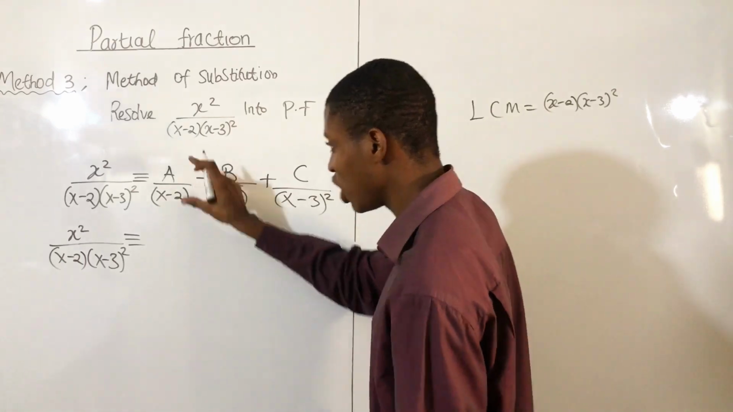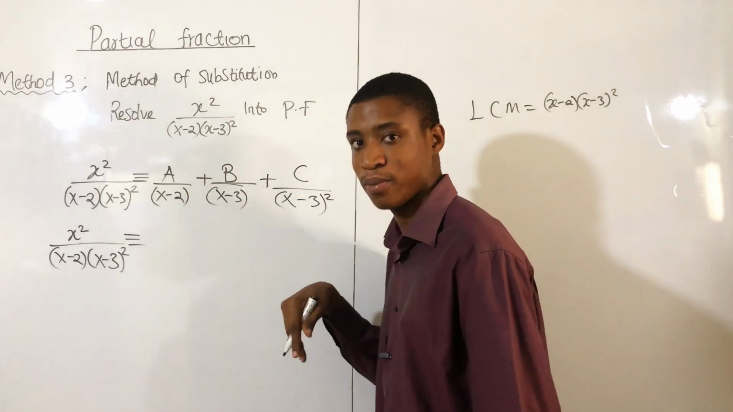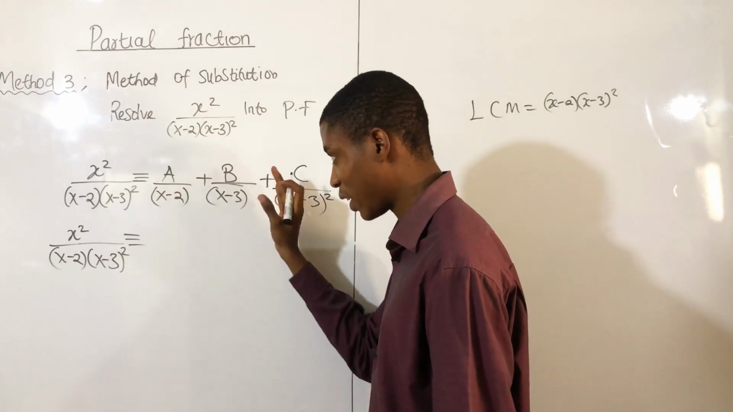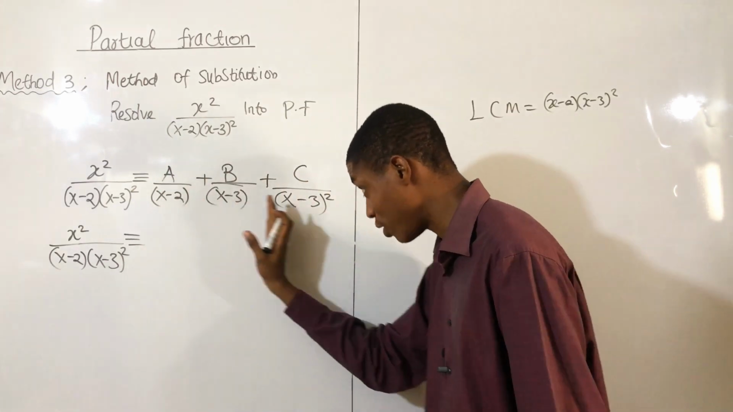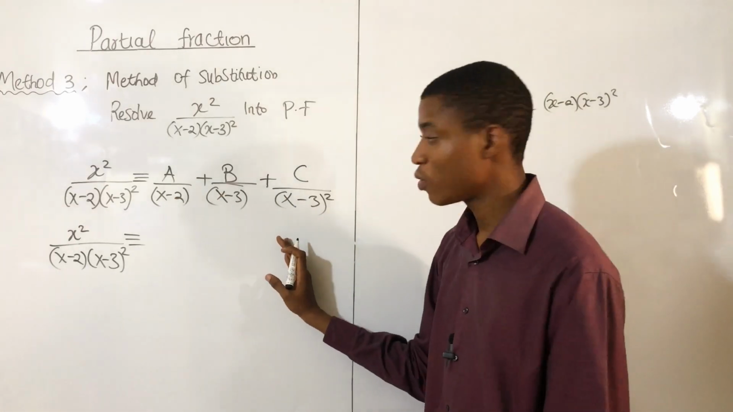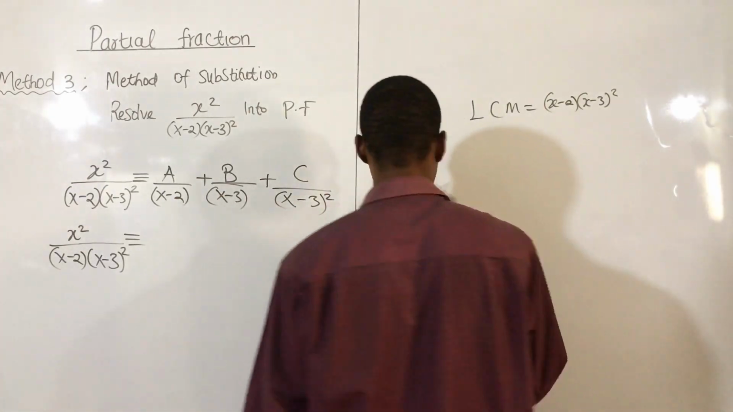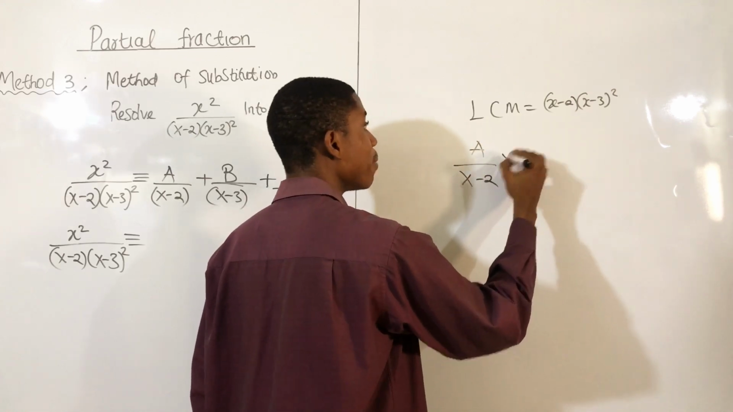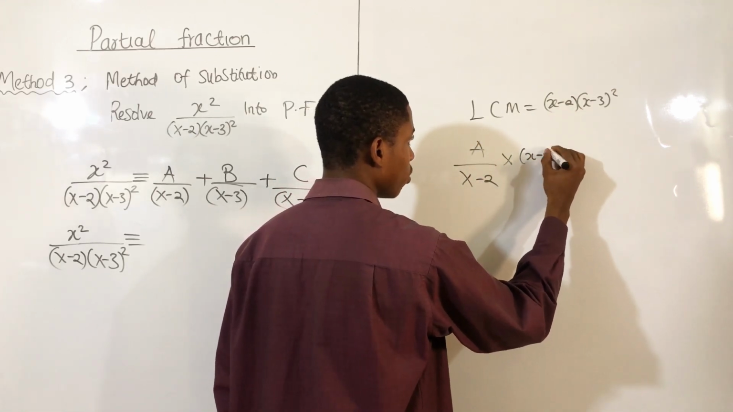Multiply each of these terms by the LCM. You will have the LCM of all these things in the expression. Let's take A first. We have A over (x - 2), multiplied by the LCM, which is (x - 2)(x - 3) squared.